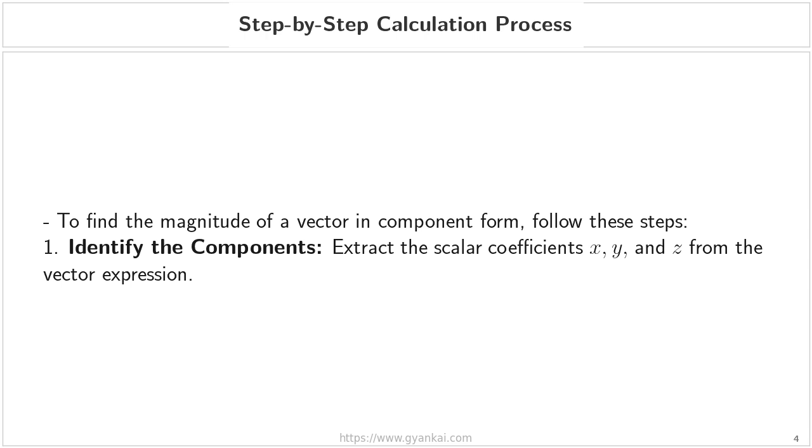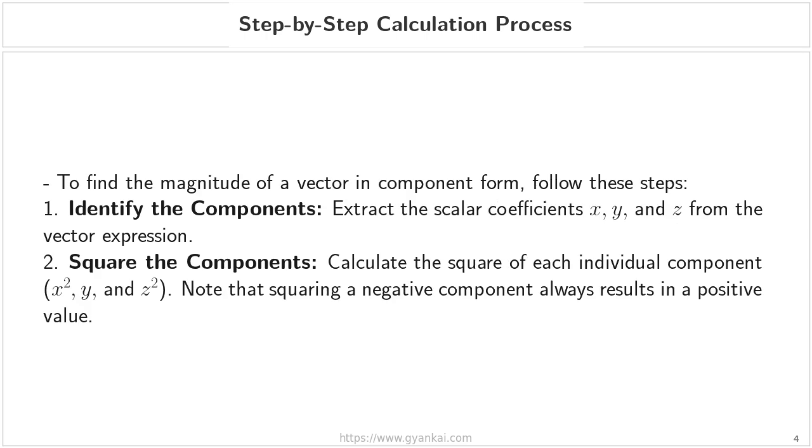These are simply the numbers attached to our i hat, j hat, and k hat, which we'll call x, y, and z. Second, you must square the components. Take each of those numbers you just identified and multiply them by themselves. So, you'll calculate x squared, y squared, and z squared. And here is a very important tip. Even if one of your components is a negative number, squaring it will always result in a positive value. This is a crucial detail to remember to avoid errors later on.